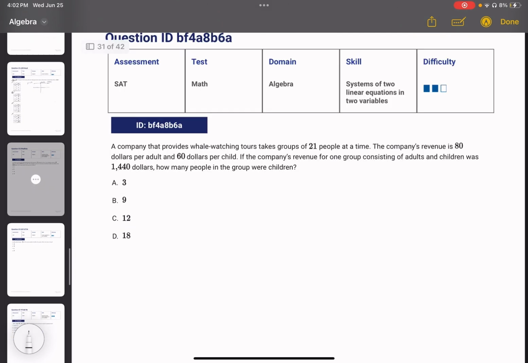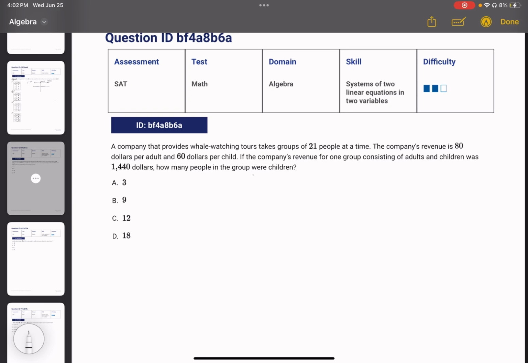Okay, we're going to do one more question. A company that provides whale watching tours takes groups of 21 people at a time. The company's revenue is $80 per adult and $60 per child. If the company's revenue for one group consisting of adults and children was $1,440, how many people in the group were children? Okay, so we have a little system of equations problem here because we're given two equations.